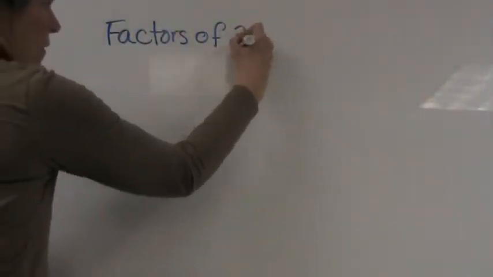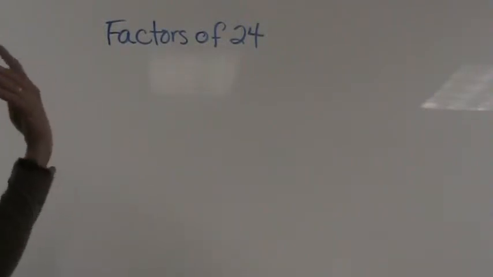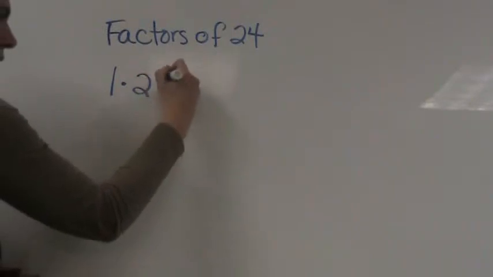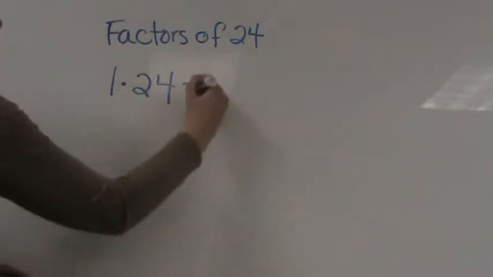Another topic in this first half of chapter 3 is factoring. So we want to find the factors of 24. For finding the factors, we want to find all of the numbers that multiply together to give us the number 24. So what are the ways we can multiply two numbers together to get 24? Well, obviously we can take 1 times 24. That will give us 24.